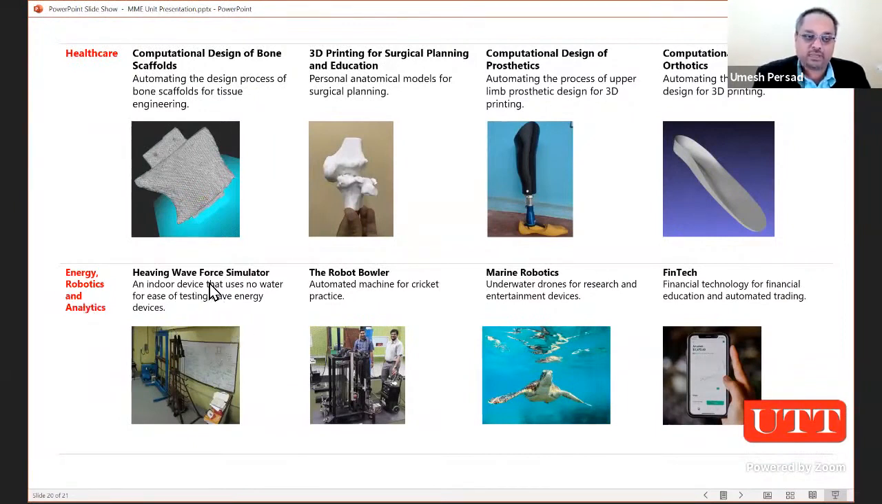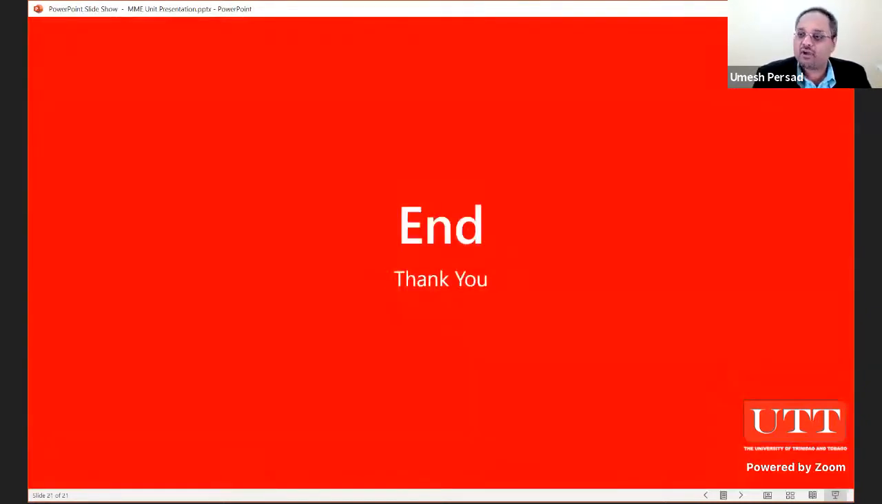We have, for example, heaving wave force simulators for energy. We have an automated robotic bowler for cricket that will help train our local and regional athletes. We have a new area that Dr. Bisnath is looking at, which is marine robotics, underwater drones for research and other entertainment devices. And finally, in the financial area, we are working in fintech, which is developing financial technology for financial education and automated trading. So in essence, I've given a flavor of what we do at the MME unit and the programs that we have on offer.